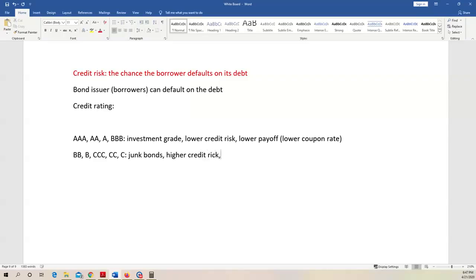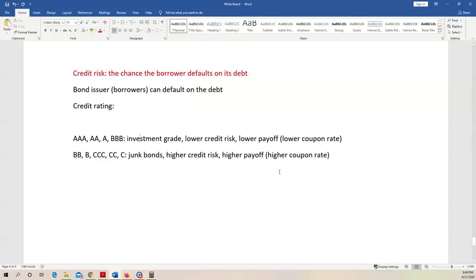And according to the principle of finance, right? Higher risk, higher payoff. So junk bonds promise higher payoff. Specifically for junk bonds, right? They promise a higher coupon rate. Okay, so this part, from a beginner's perspective, may be counterintuitive.